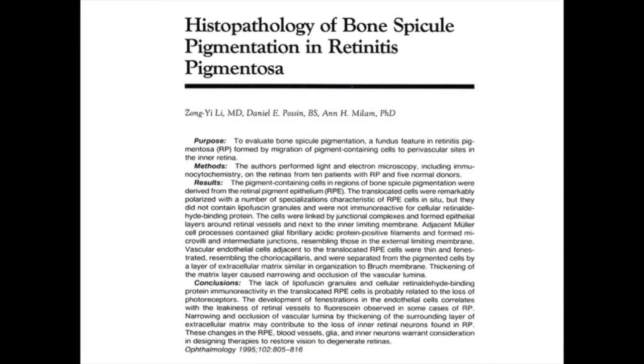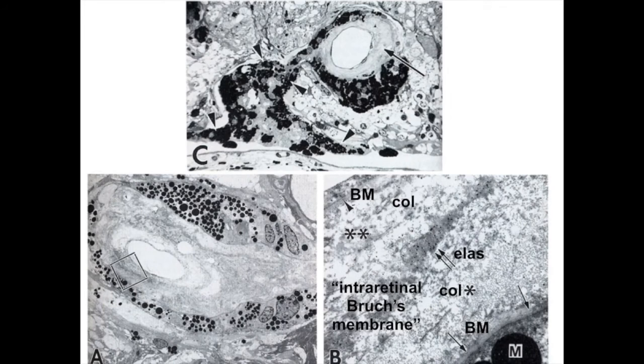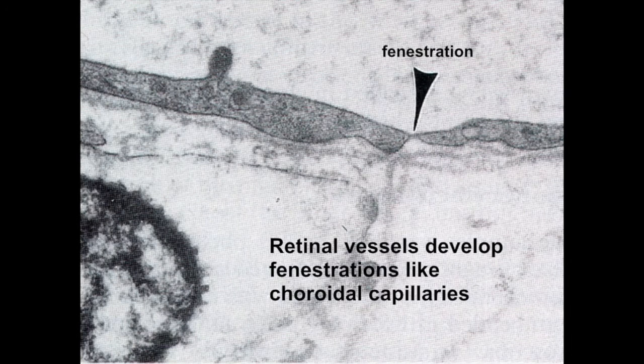This is an interesting paper published 25 years ago by Anne Milam's group. It's still interesting, though. Here's a photograph showing the RPE invading and circling the retinal vessel. An interesting thing they found is that the RPE cells tend to elaborate what looks like a new Bruch's membrane when they're in the retina. You have a new elastic layer. And the other interesting thing is that the retinal capillary endothelial cells develop fenestrations like the choroidal capillaries.